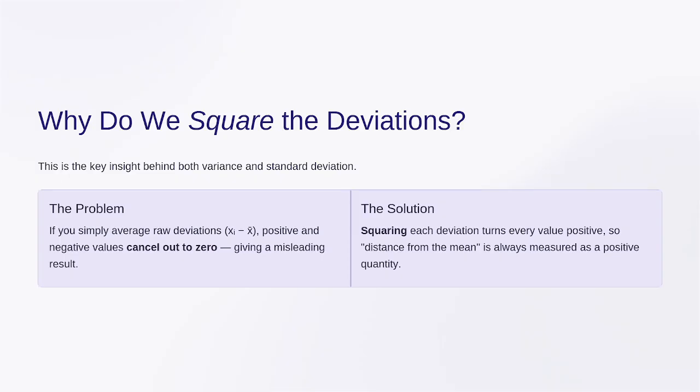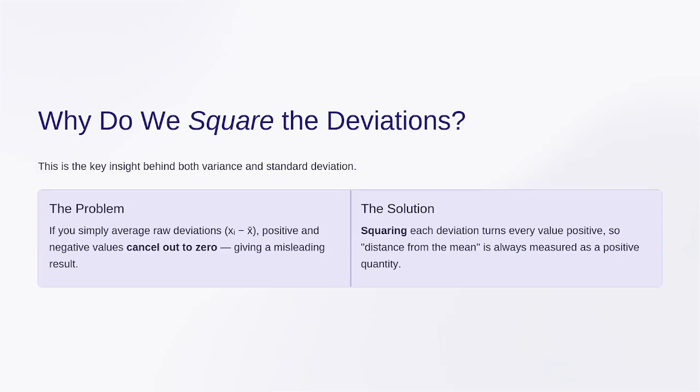So, why do we square the deviations? This is one of the most important questions in statistics. Suppose the mean is 50. Consider these values 40 and 60. Their deviations are 40 minus 50 is minus 10, 60 minus 50 is plus 10. Now, if we add them, that is minus 10 plus 10 equals 0. The deviations cancel each other. It looks like there is no spread at all. But clearly, the values are far from the mean. So, averaging raw deviations doesn't work.